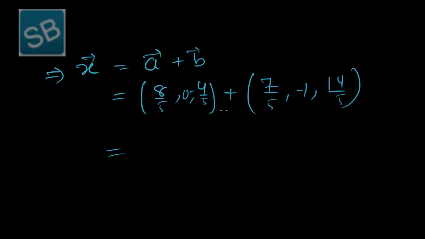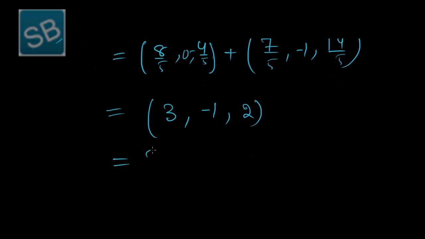8 by 5 plus 7 by 5, that is 15 by 5, that gives 3. 0 minus 1 is minus 1. Minus 4 by 5 plus 14 by 5 gives 10 by 5. 10 by 5 is 2. That is same as the given vector, that is 3i minus j plus 2k. Therefore, result is true. Vector x can be represented as sum of two vectors a and b.